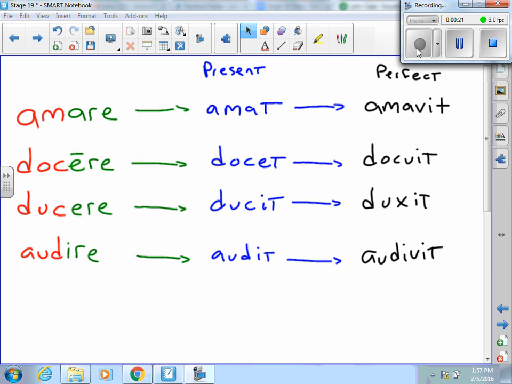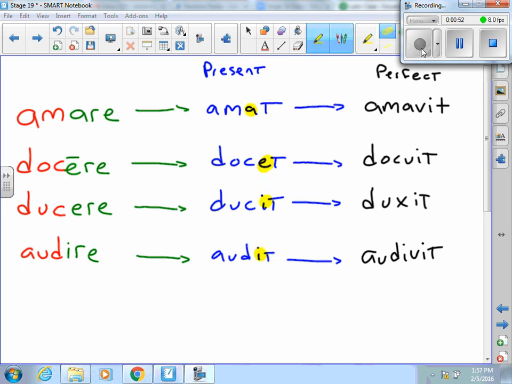You can see here that I have ARE, that is a first conjugation. ERE is a second conjugation if it has a macron. ERE with no macron is third. IRE is fourth. I gave you present tense because I want to show you something. I want you to look at amat, docet, ducit, and audit, and tell me what gives you a hint as to what conjugation it belongs to. The answer is the vowel that's used.